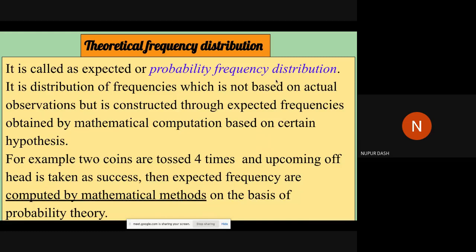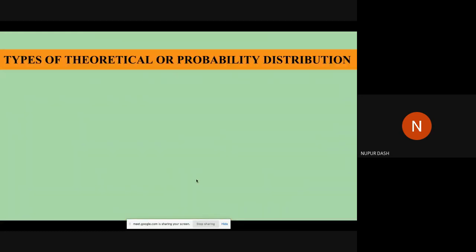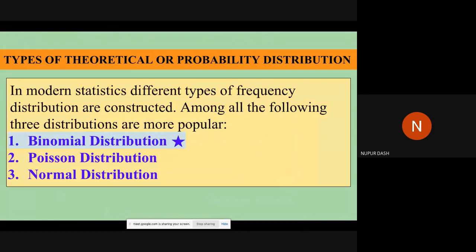Now let us take an example. Two coins are tossed 4 times, meaning you have tossed both of the coins 4 times, and the upcoming of a head is taken as a success. Whenever a head comes, it is a success for us. Then expected frequencies are computed by that mathematical method, on the basis of probability theory. Now let us look at those mathematical computations. In modern statistics, different types of frequency distributions are constructed.